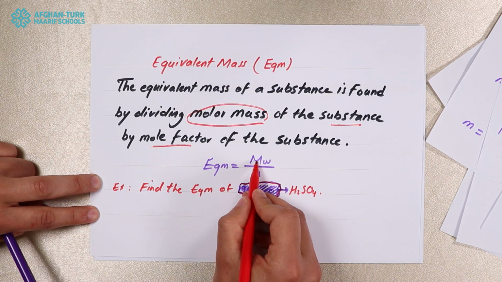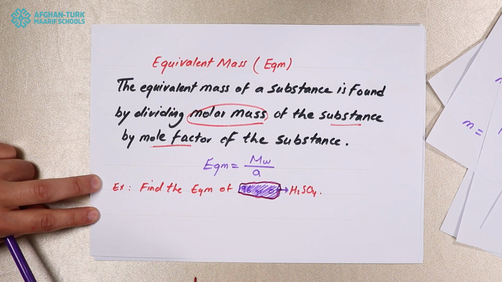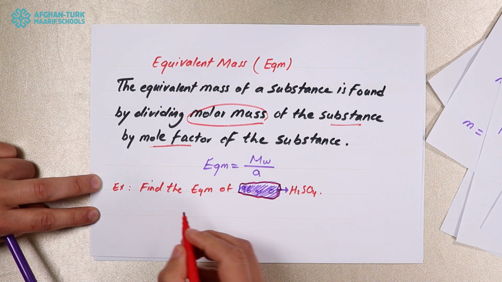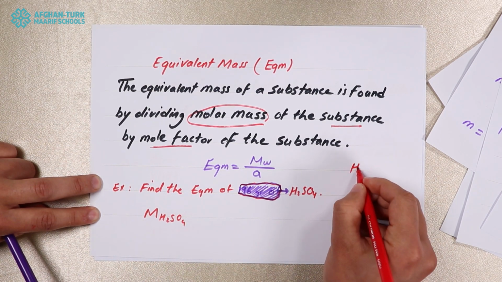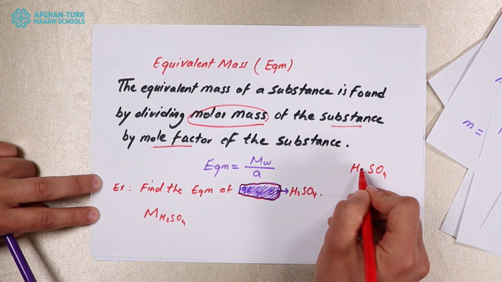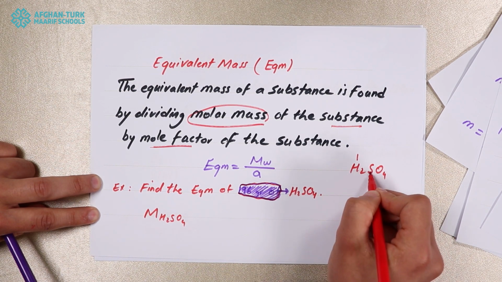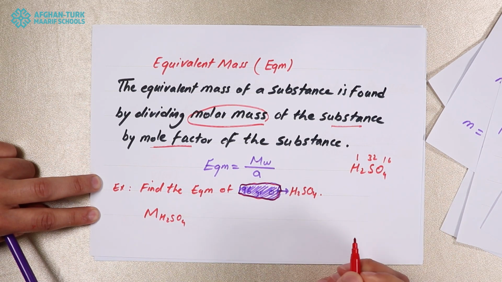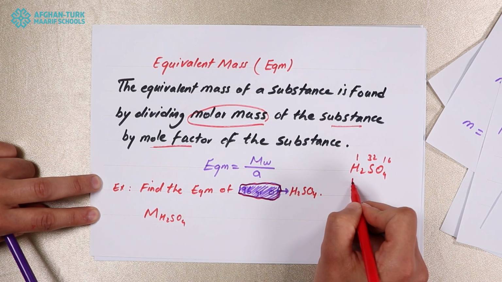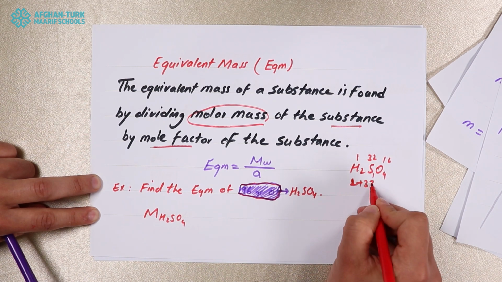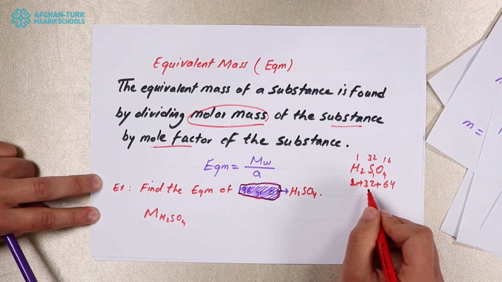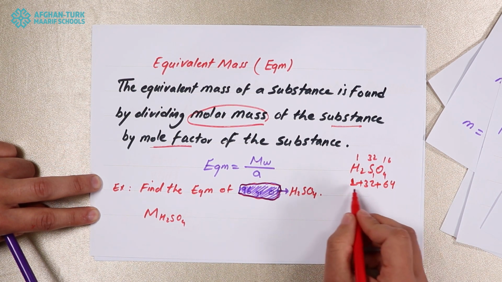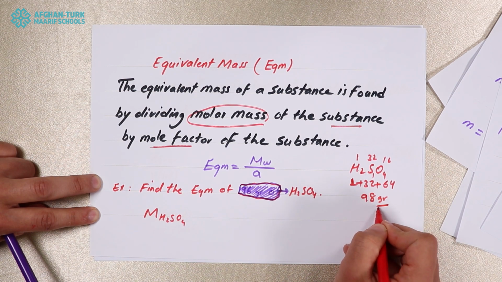What was the formula? At first, we need the molecular weight or molecular mass. Also, we have studied the mole factor. It means at first we should find the molar mass of H2SO4. In here, H2SO4: the atomic mass of hydrogen is 1, of sulfur is 32, and of oxygen is 16. 2 times 1 is 2, plus 1 times 32 is 32, plus 4 times 16 is equal to 64. When we add them together, it will become 98 gram per mole.